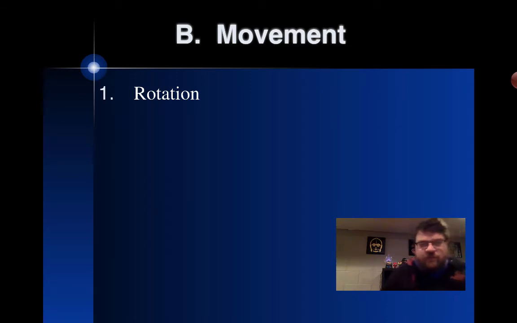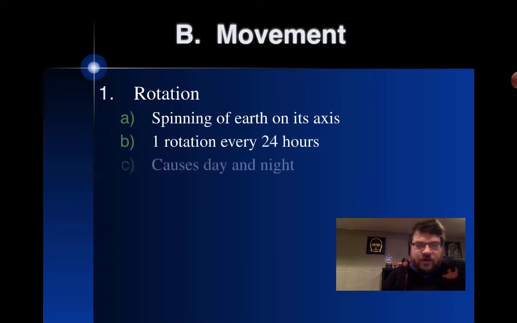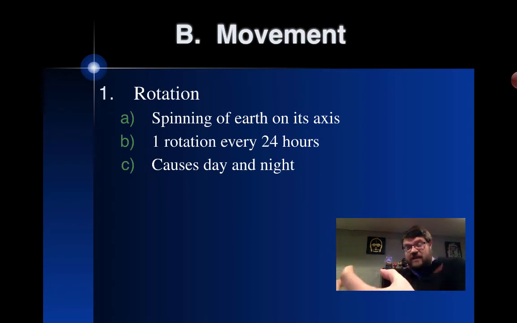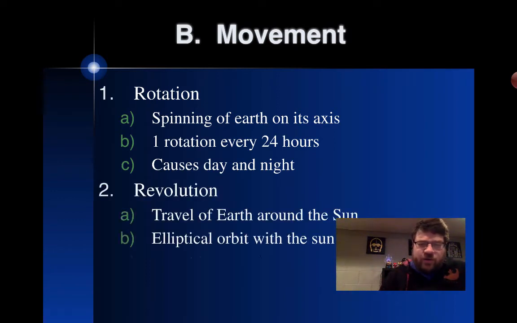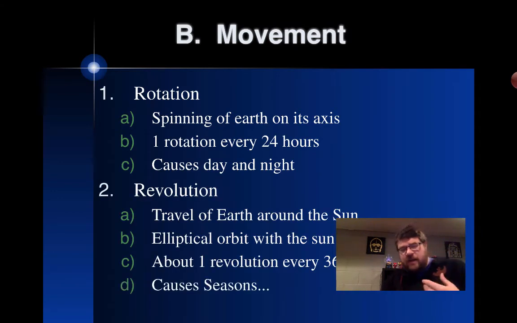Rotation and revolution. Rotation is Earth spinning on its axis, right? And that causes the day and night cycle. As Earth spins, the sun remains in a relatively same spot. So if the sun's here and the Earth is spinning behind it, daytime, nighttime, right? Causing day and night. But the Earth also revolves, and this is the Earth going around the sun.